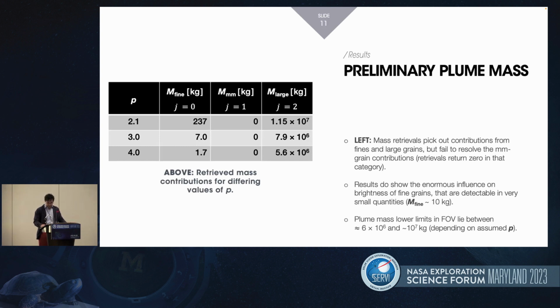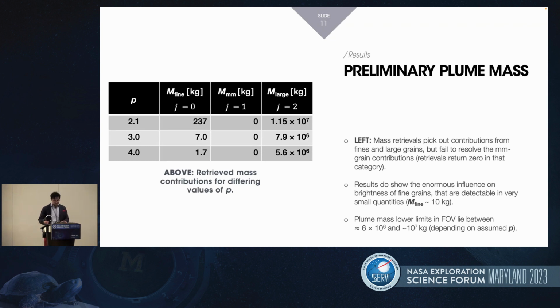The mass retrievals pick out contributions from the fines and the large grains, but they seem not to resolve the millimeter grain contributions in the middle, where we have our small, medium, and large size bins running along the top. Again, this is probably due to the optical depth problems that we were mentioning. Nevertheless, we're able to get some lower limits, and depending on your power law size assumption, you get something between 6 times 10 to the 6 and 1 times 10 to the 7 kilos.